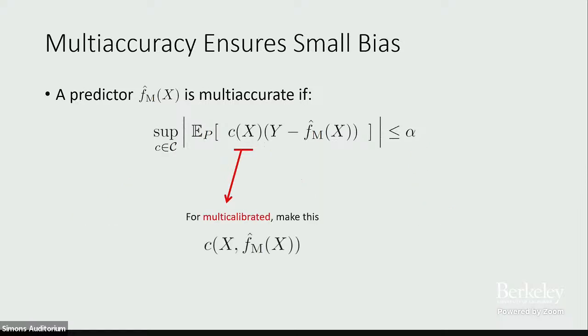To make it multi-calibrated, we have to stick the f hat in here, which for the purposes of my talk, for the numerical results, doesn't make any difference. But in practice, if you think about covariate shift that can adapt to the estimator that you're using, this is a big difference. But because I'm working with numerical results here, I'm just going to say multi-accurate, but multi-calibrated is fine.